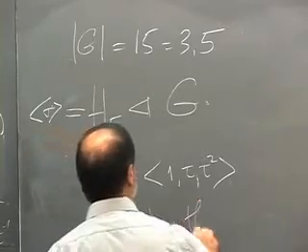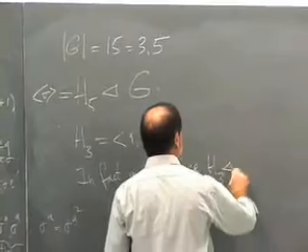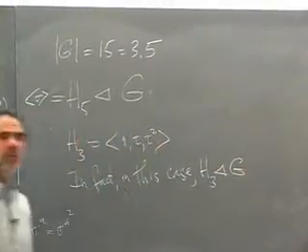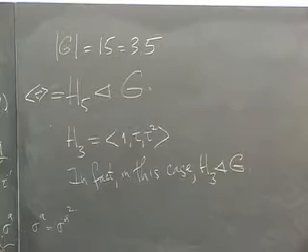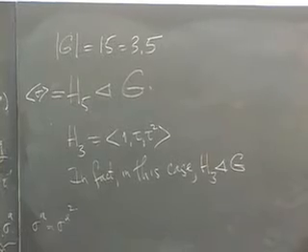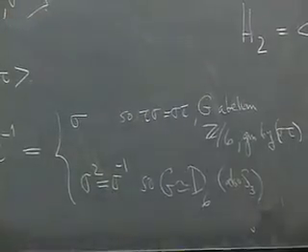In fact, in this case, H3 is actually a normal subgroup of G. Both Sylows are normal. That's not necessarily the case here. For example, the elements of order 2 do not form normal subgroups of the symmetric group. We've seen that many times.